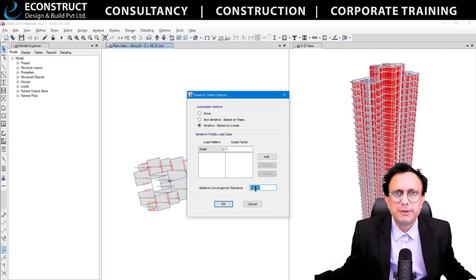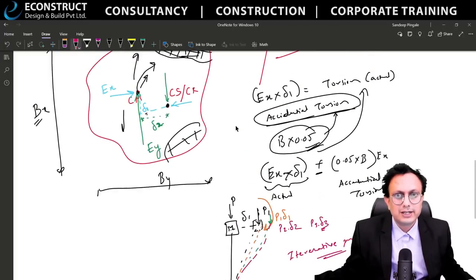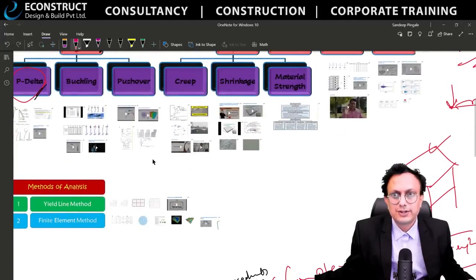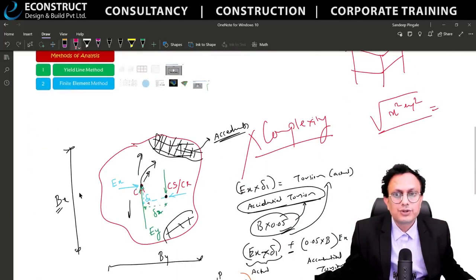You can just skip it off. It will not make a huge difference to the equation. All right. So this is the tolerance limit actually. That's what actually we will be seeing in the P delta analysis. All right. Is it really important? Yes, of course. All the buildings actually.